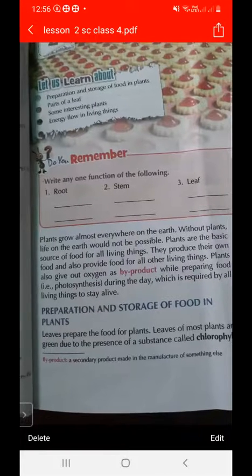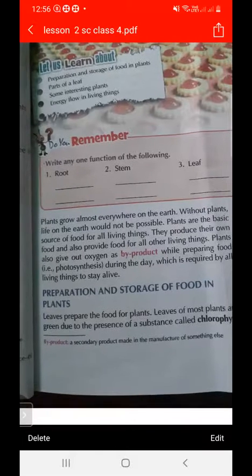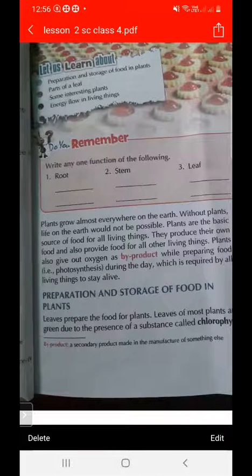So what is the benefit of plants? The first one is that plants give us oxygen. Second, plants give us food. Now three questions arise. Number one, why would life on the earth not be possible without plants?